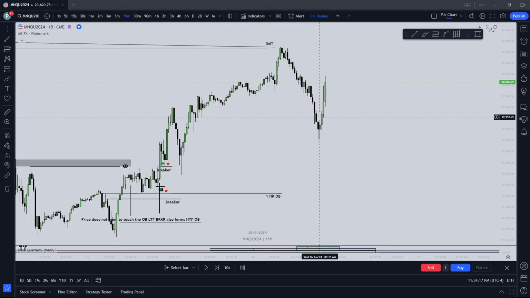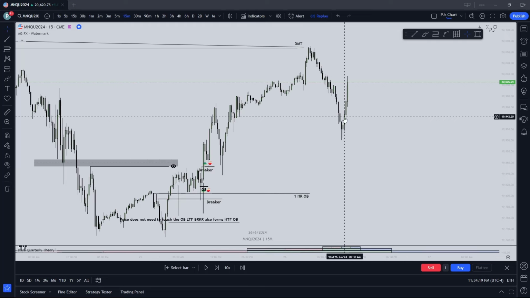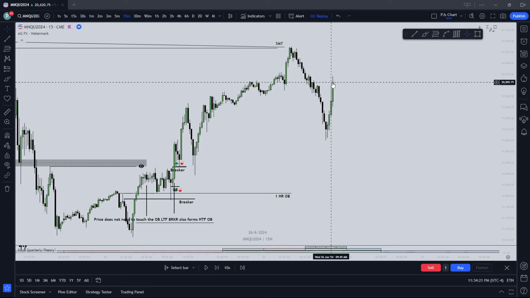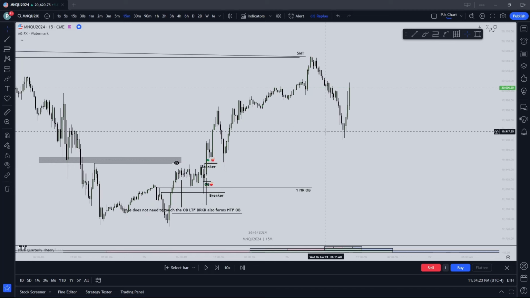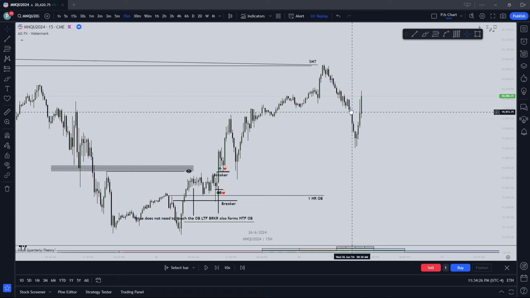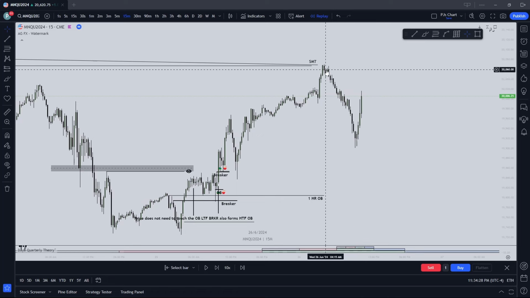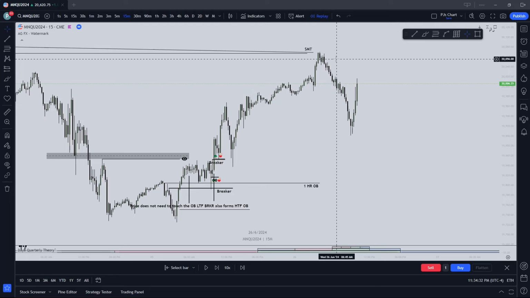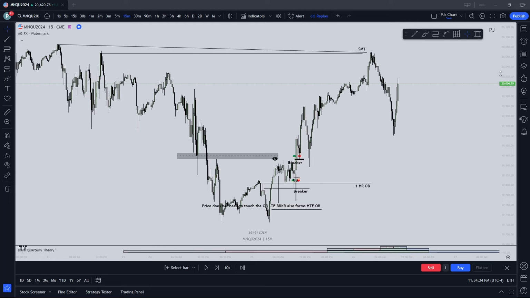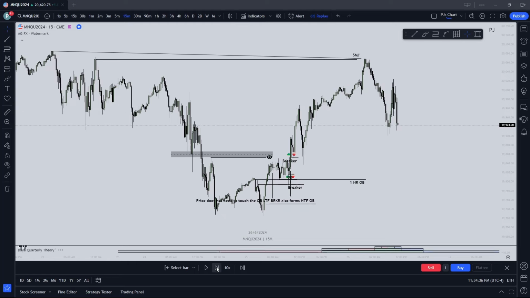Actually, I think this was a bank holiday or something. We had no news or something because I'm pretty sure we accumulated. I can't remember, but you can anticipate that. Right after having your London Judas, you can use this London liquidity as a draw on liquidity. We'll see if we hit that.